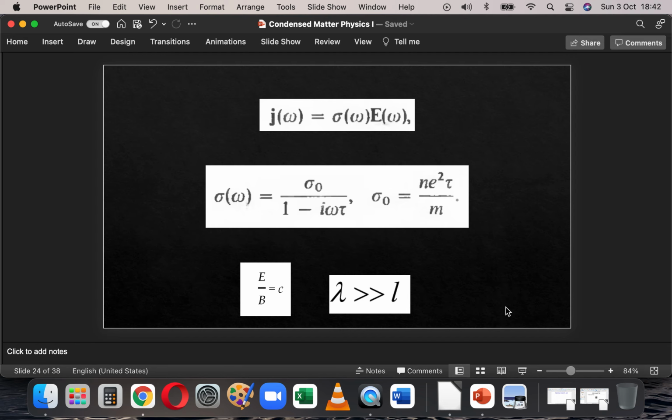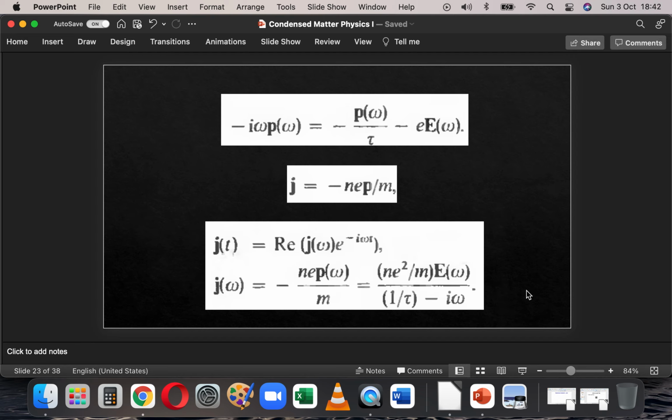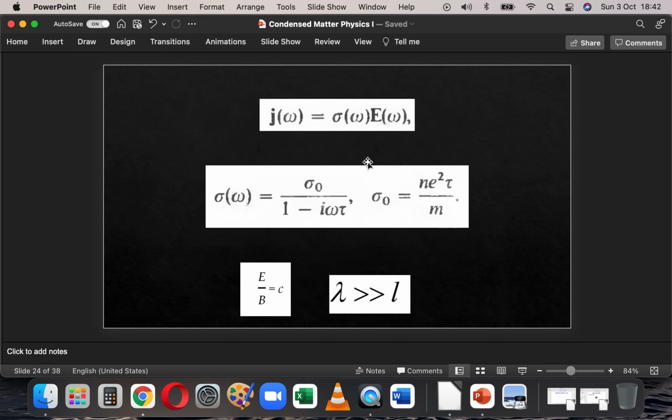So now I can write this expression for J of omega in terms of E of omega like this. So now I have a frequency dependent conductivity. Earlier we had J equal to sigma E as the form of Ohm's law, and that's for DC currents, but for AC currents this can be thought of as the equivalent of Ohm's law, and sigma of omega is this nice little expression over here, and sigma naught is basically the DC electrical conductivity, which is N e squared tau by m.